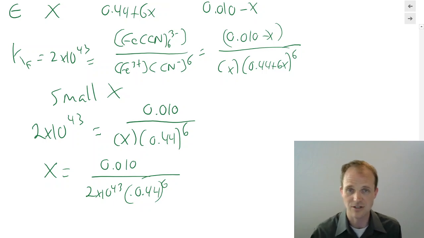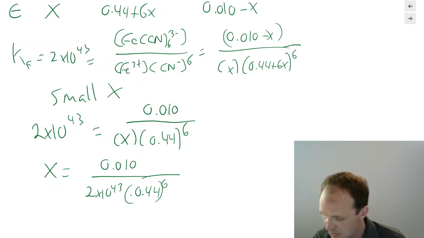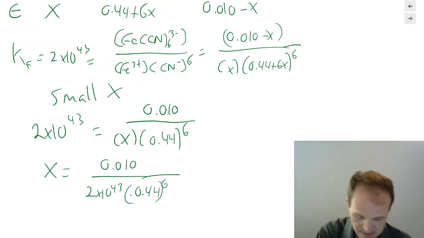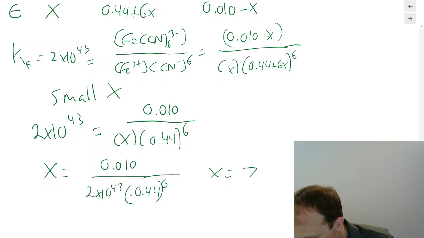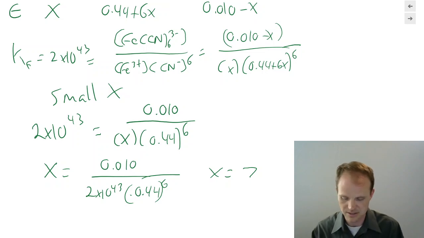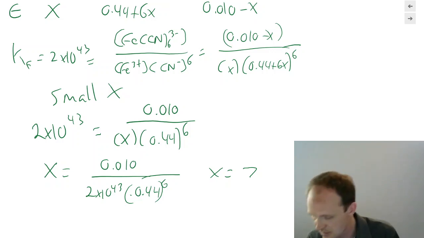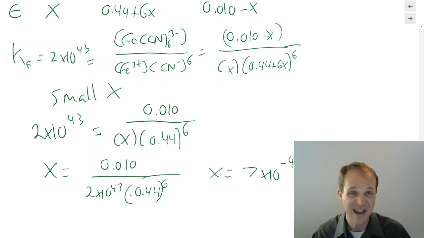Plug that into a calculator, making sure you're typing in the scientific notation right, using parentheses as need be. And what do you get? You get that x is equal to... I wrote down a number, but I don't like the number that I wrote down. So let's go ahead and just type that in my calculator. 0.010 divided by 2 times 10 to the 43rd divided by 0.44 to the 6th. All right, that was fine. It is 7 times 10 to the minus 44th.